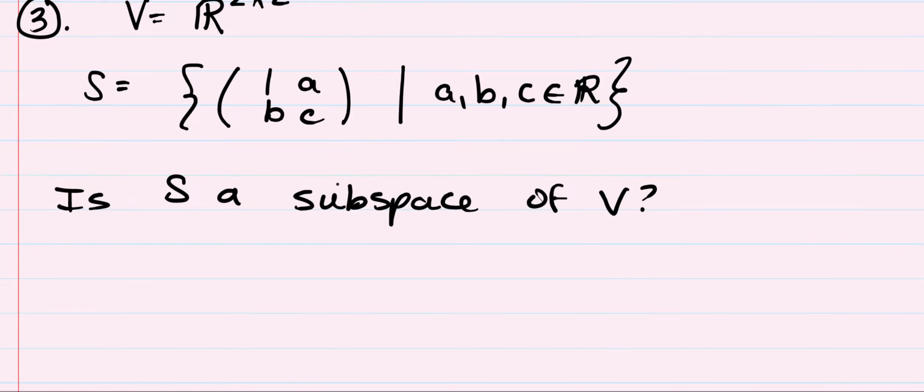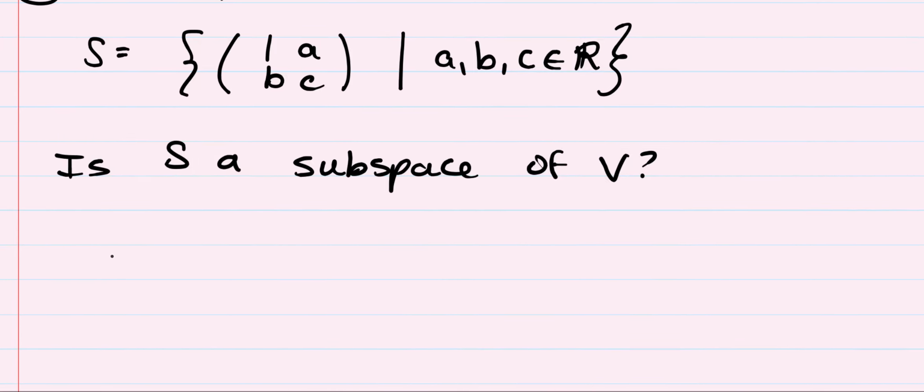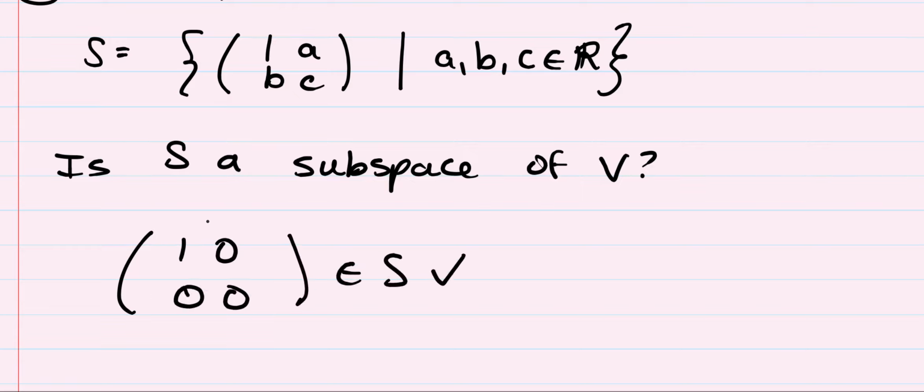So one thing we're going to check is to see if it's non-empty, and it is a subset. Well, obviously, anything that looks like this, these are real numbers, so they would belong to your vector space. And we have the vector 1, 0, 0, 0, that belongs to S. So it is non-empty and it is a subset.